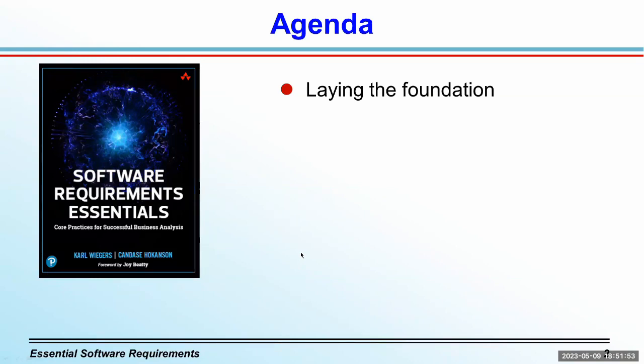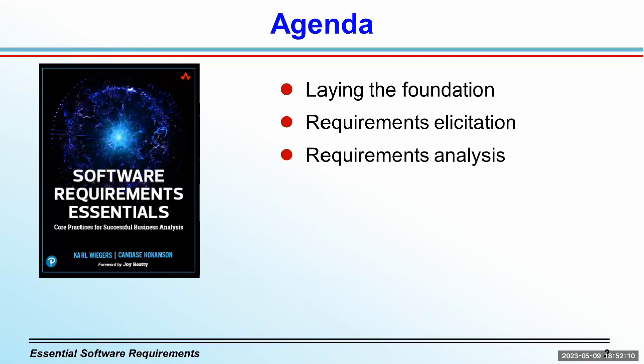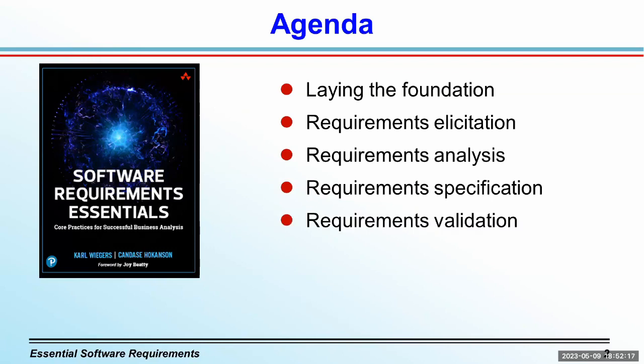So these 20 practices are grouped into 6 categories. First are 5 practices that lay a solid foundation for project success. And the other practices are grouped into the 5 subdivisions of requirements engineering. There are 4 core practices on requirements elicitation, followed by 4 more on requirements analysis, another 4 on specification, 1 on validating requirements, and finally 2 critical requirements management practices.